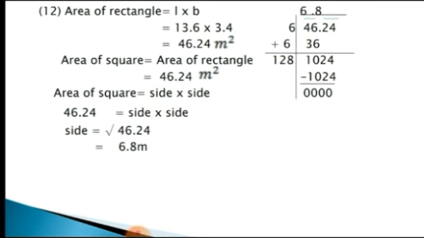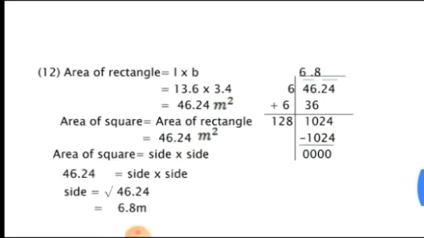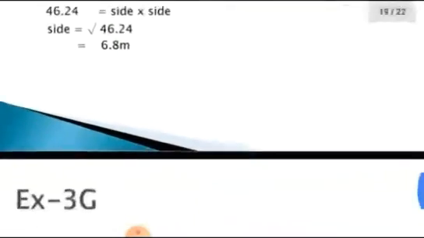Then you write the area of the square equals side into side. Then 46.24 equals side into side. Then side equals the square root of 46.24. Then find the square root of 46.24. Here the answer is 6.8 meter.